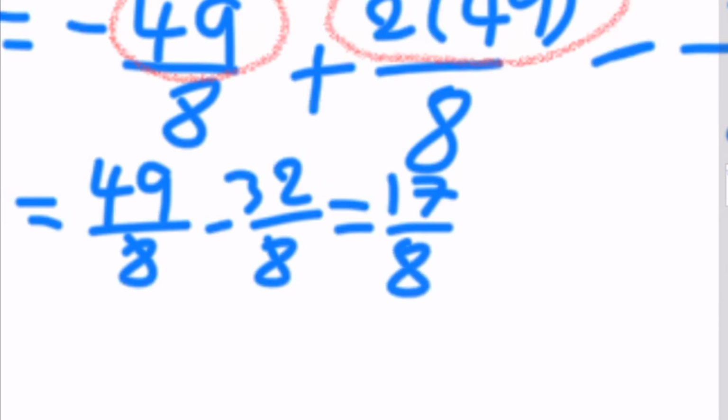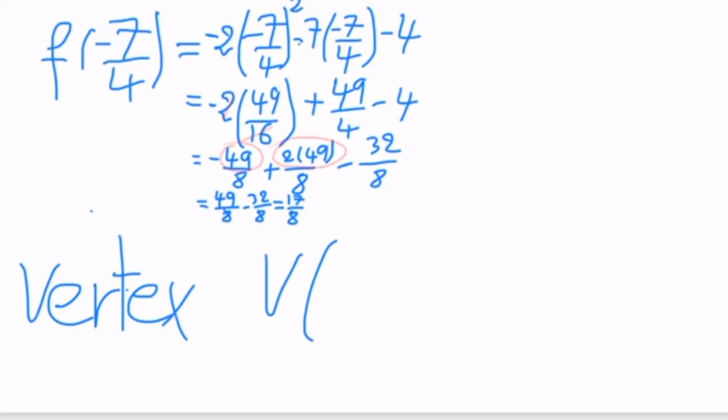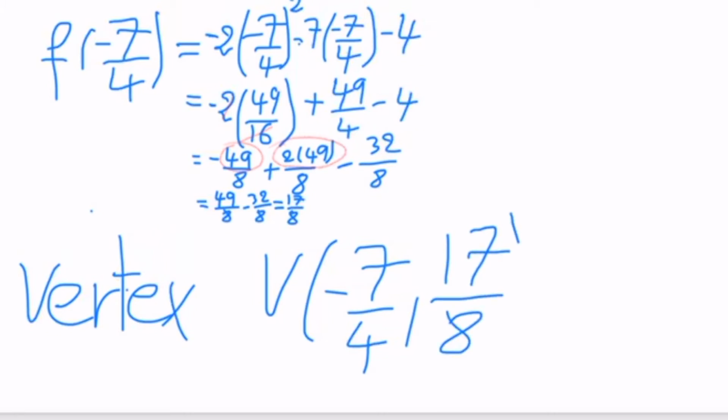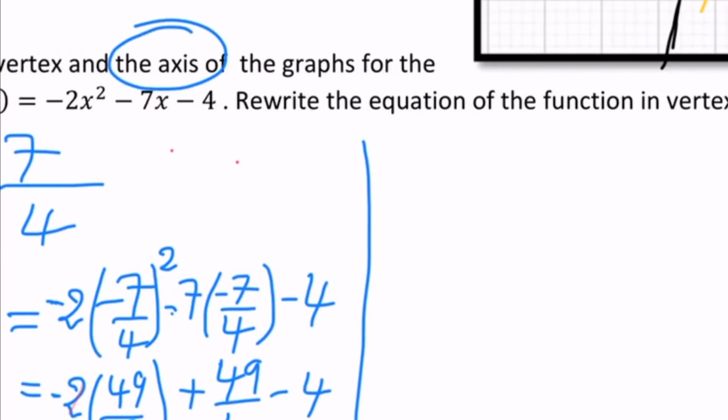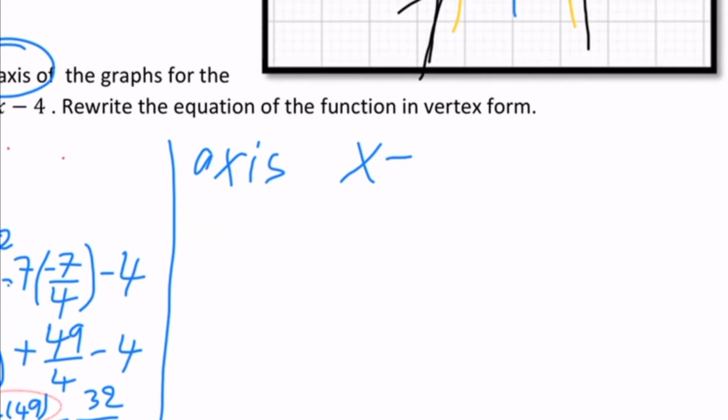17 over 8. So the vertex is minus 7 over 4 and 17 over 8. It asked for the axis. The axis is always the x coordinate of the vertex. So the equation is x equals minus 7 over 4.